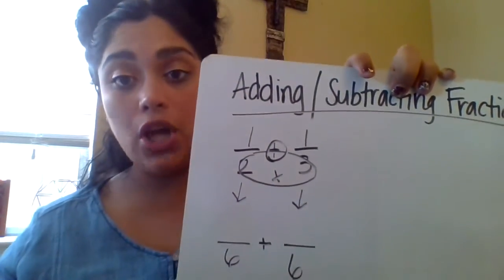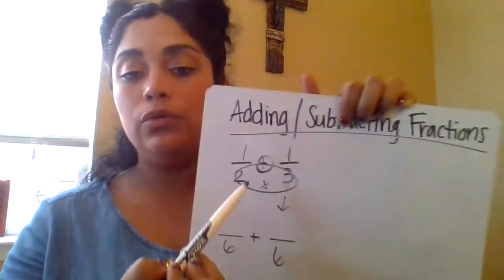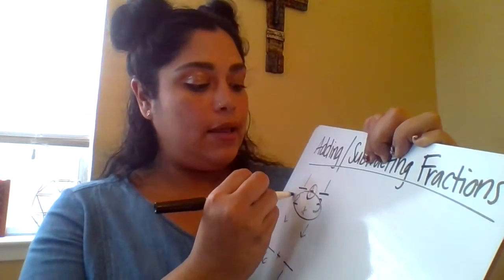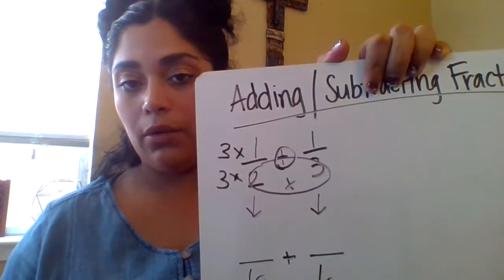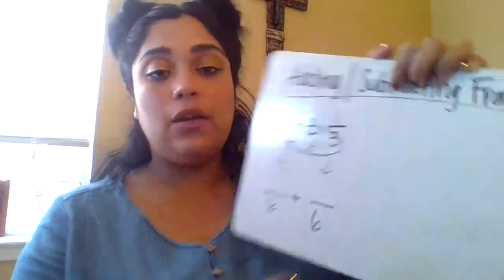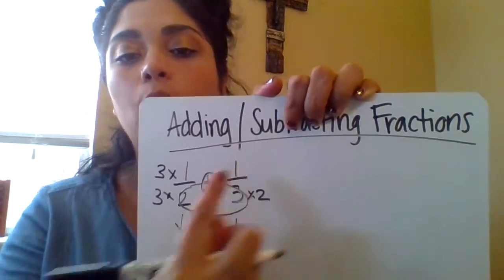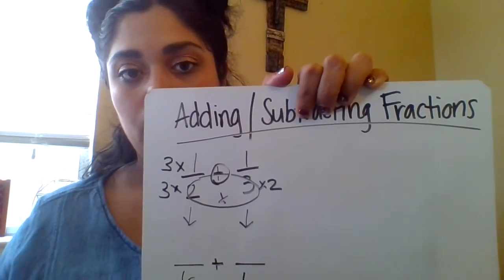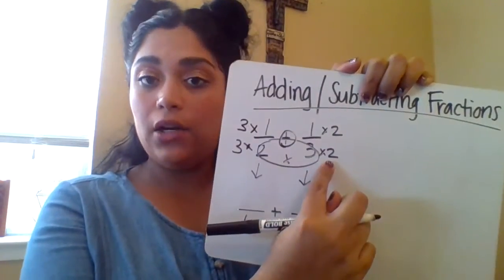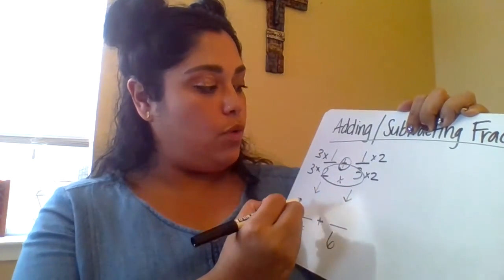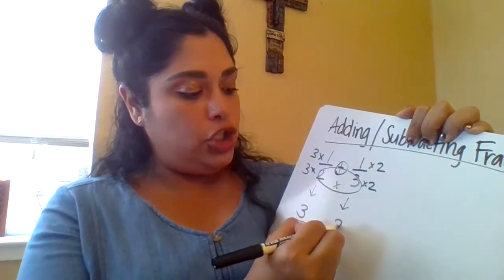So now what you do to the top, you have to do to the bottom. In order to make this 2 a 6, I had to multiply it times 3. So I have to multiply this numerator by 3. And in order to get the 3 to equal a 6, I multiplied it times 2, which means what do I multiply my 1 here by? You should have said that you multiply it times 2 because that's how you got your 6 here. So now you do 3 times 1 is 3, and 1 times 2 is 2.